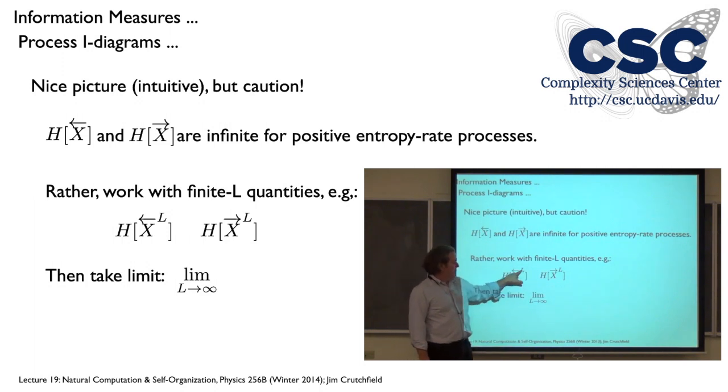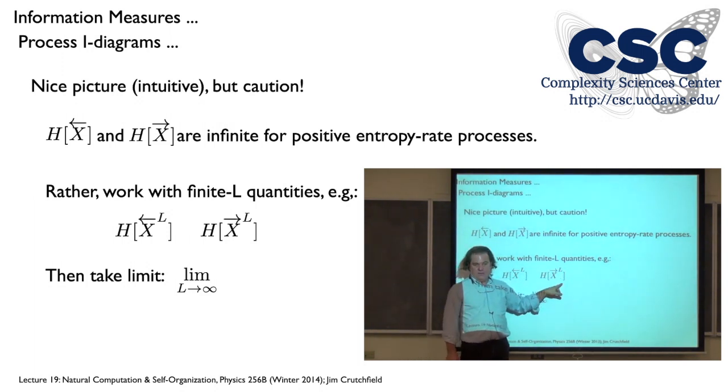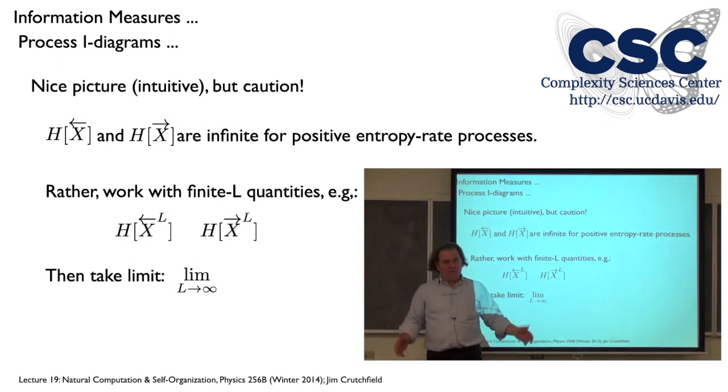Really what I should have done is just talk about the block random variables and their entropies. Those will be finite for every finite L. And then, after you get some intuition about what's going on and the relationship between the quantities from the information diagram, you write out your proof with finite L's and then take the limits and so on.